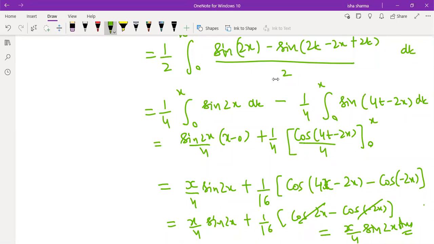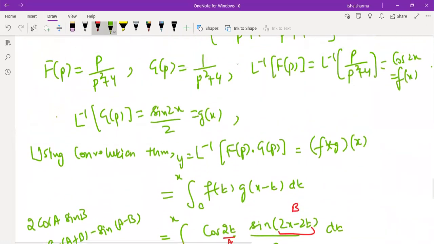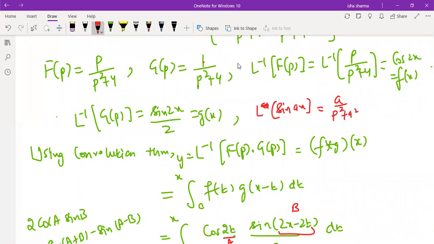L inverse of G, P, Raghav, you're asking. Yes, this was G of P, 1 over P square plus 4. We know the formula for the Laplace transform of sine ax, that is a over P square plus a square. If I take a as 2, then L of sine 2x will be 2 over P square plus 4, but this is 1 over P square plus 4. So when I take the inverse, it has to be sine 2x by 2. That is what I have written as the inverse, sine 2x by 2.